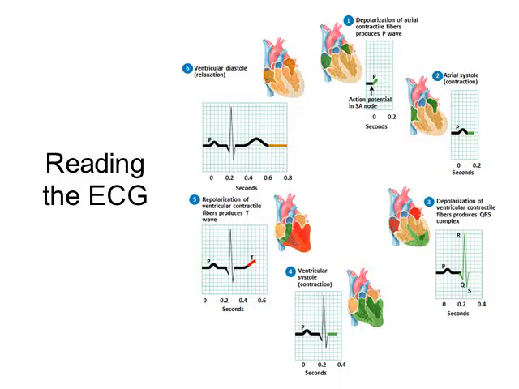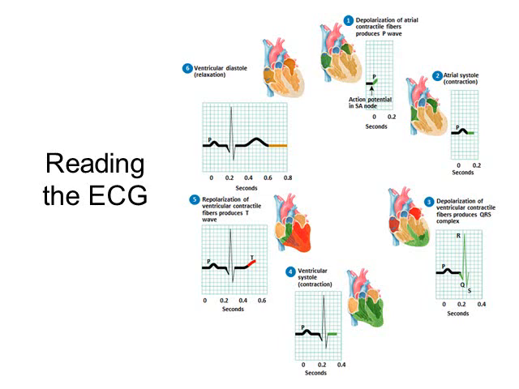Reading the ECG is a skill that you need to develop. So first of all, we start at the top of the diagram. Number 1, we have depolarisation of the atrial fibres produces the P wave. So the P wave indicates an action potential in the sinoatrial node.